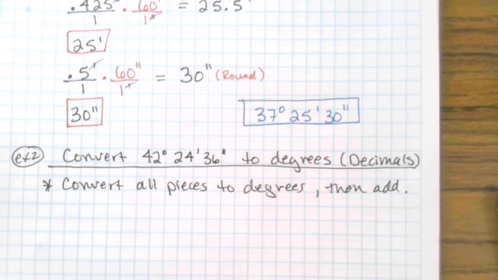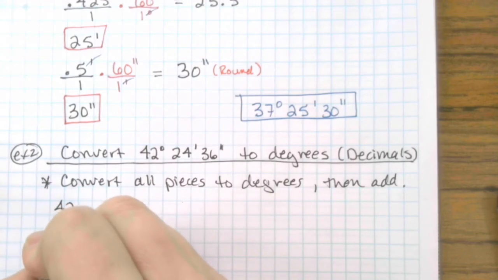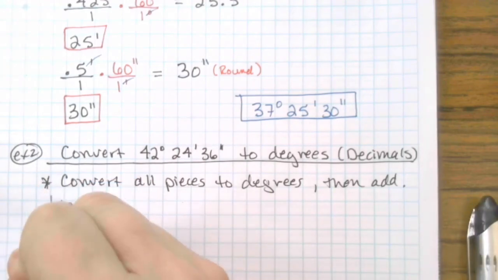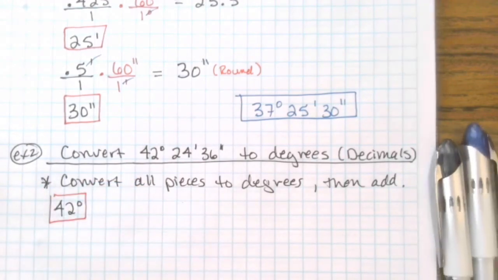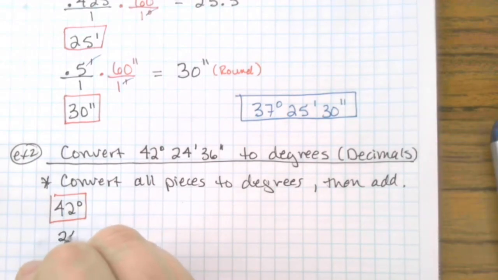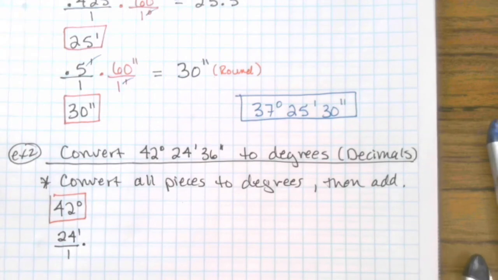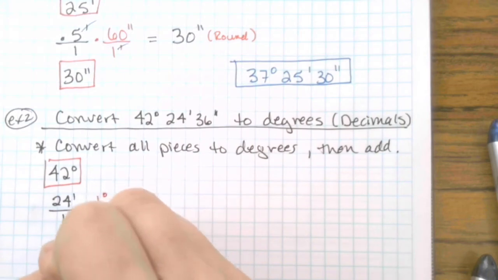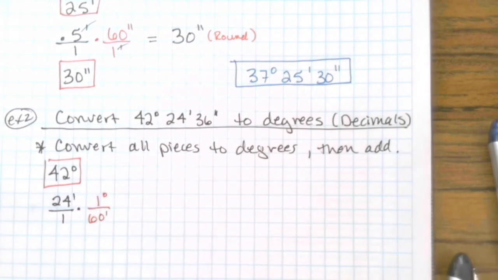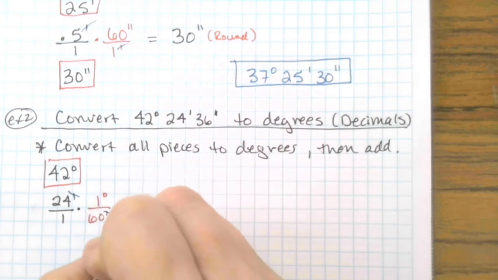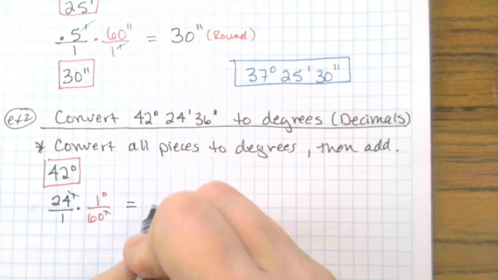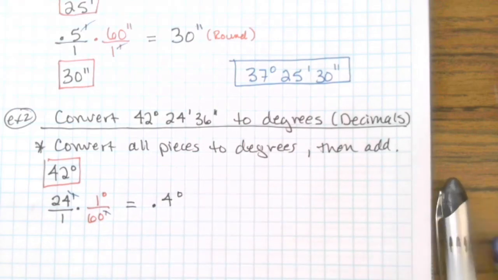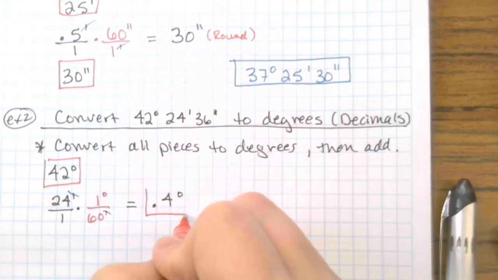Pretty simple. So obviously 42 degrees is good to go. It's already in degrees. So we need to work on the 24 minutes. So you're going to put 24 minutes over 1. I want it to go to degrees, and I know there are 60 minutes in a degree. So I'm going to put 1 degree over 60 minutes so that minutes and minutes cancel out, and all I have left is degrees. And this ends up being 0.4 degrees. Okay, we're going to keep that part.